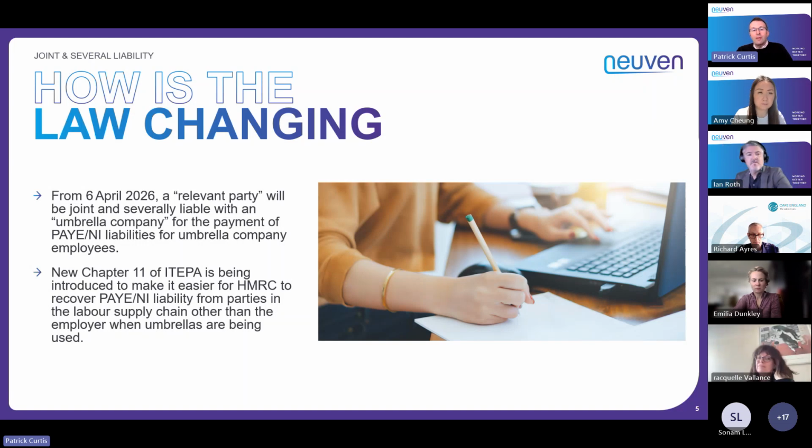This is coming in the new Chapter 11 of the Income Tax (Earnings and Pensions) Act, and effectively is being introduced to make it easier for HMRC to recover tax liabilities from parties in labour supply chains, other than the employer, where it is either unable to make a recovery or is struggling to make a recovery. I think it's important to say it does not have to have failed. There is no obligation for it to have exhausted its possibilities with the employer. The debt simply has to exist, and you have to be either the employer or a relevant party.